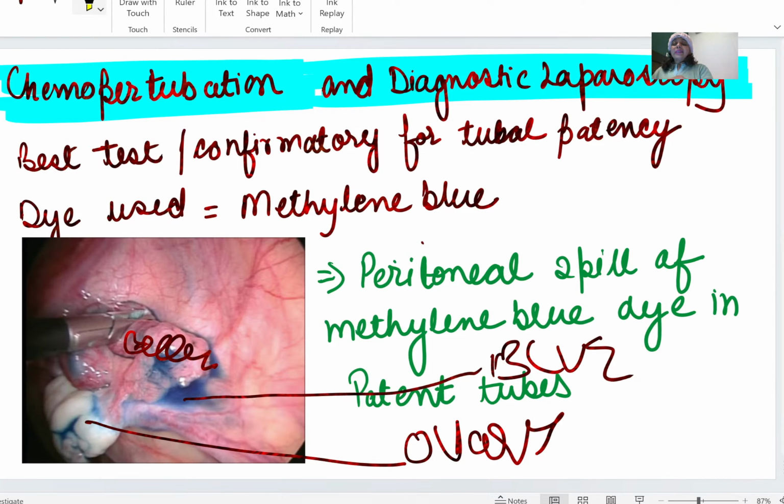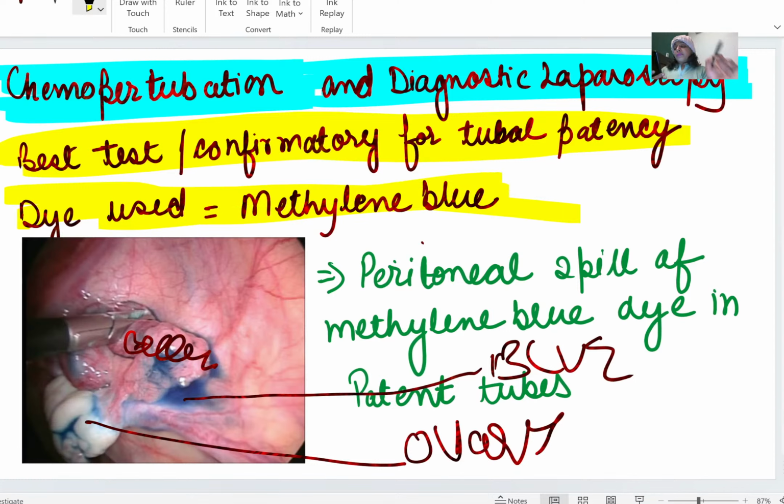Because this procedure is done in general anesthesia, there is no physiological spasm, and it is the best test. Why is this procedure done in general anesthesia, beta? Because again we have to see whether the dye is coming out or not, and we have to insert the laparoscope. The dye used is methylene blue. Is it clear, Dr. Medha? Is laparoscopic chemoperturbation clear?